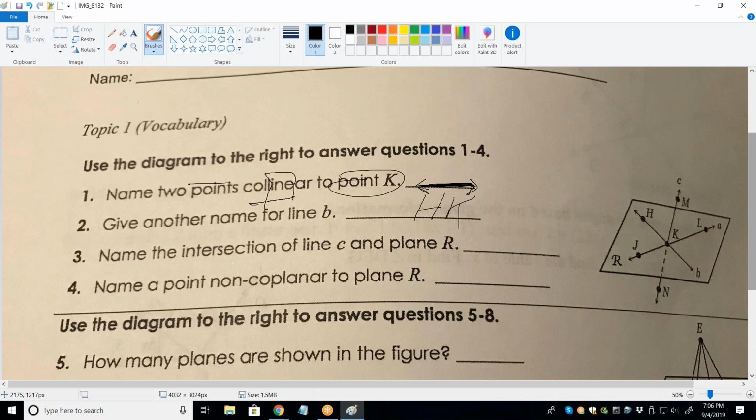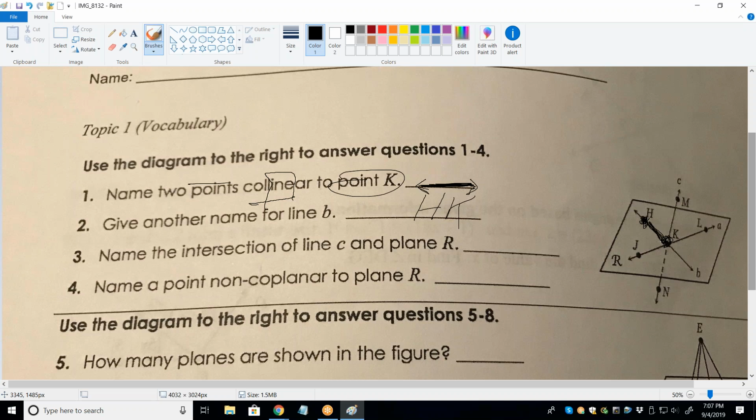Line segment HK is merely from there to there. And it is not another name for B. It's a name for that segment. A segment having closed points on both ends, a line being open-ended in both directions.